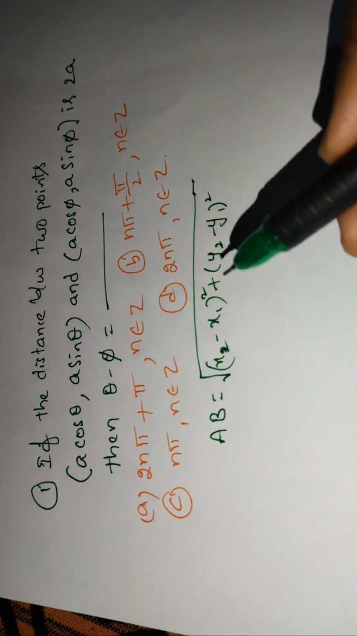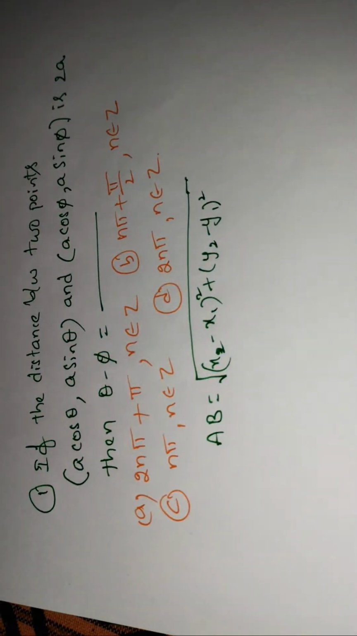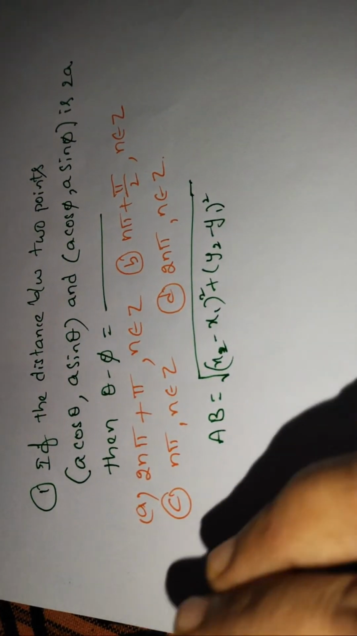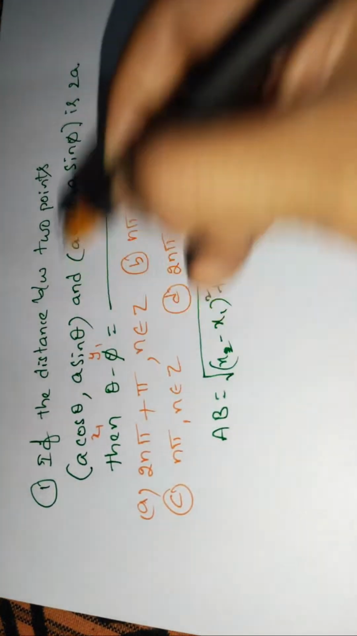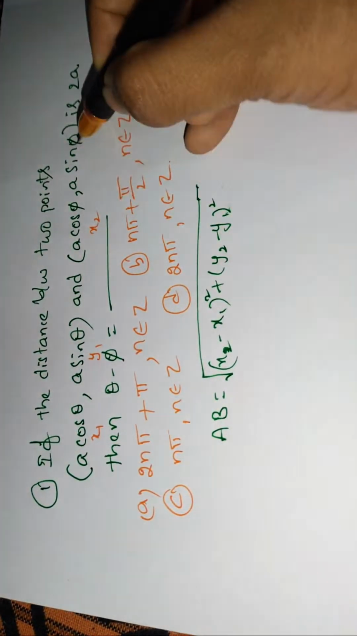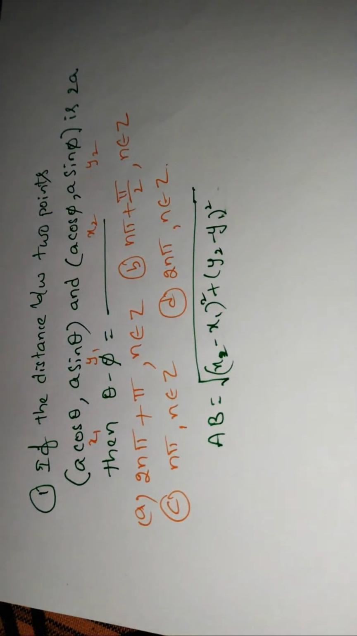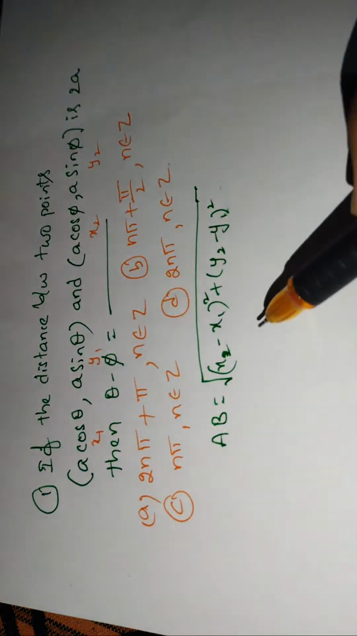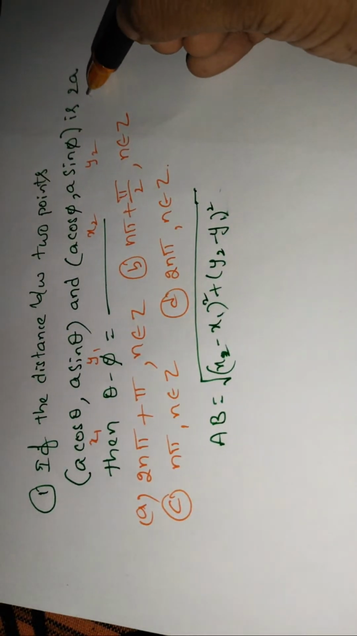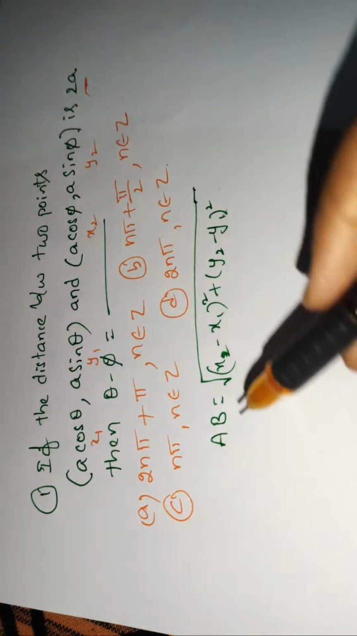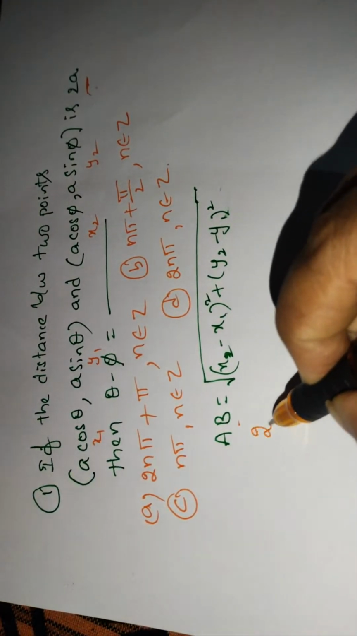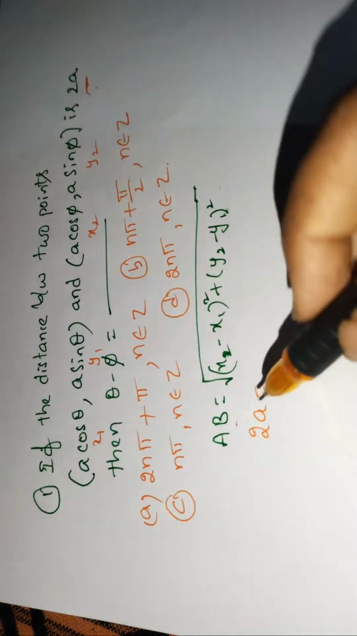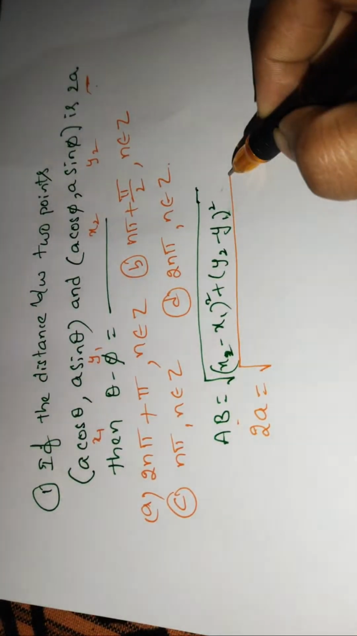So this is the general formula. Now we identify the given points, which is x1, y1 and x2, y2. Now I will substitute these points in the given formula. This is AB, the distance. This AB is 2a, so they gave the AB value. 2a they gave, and square root of x2.